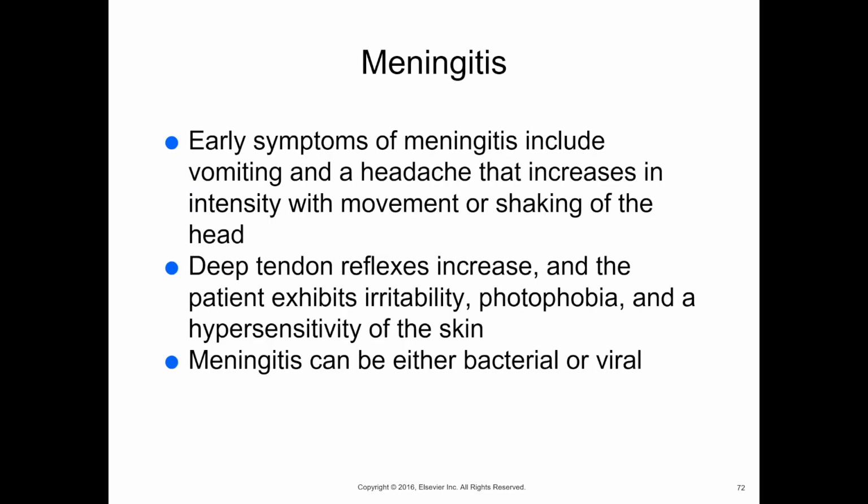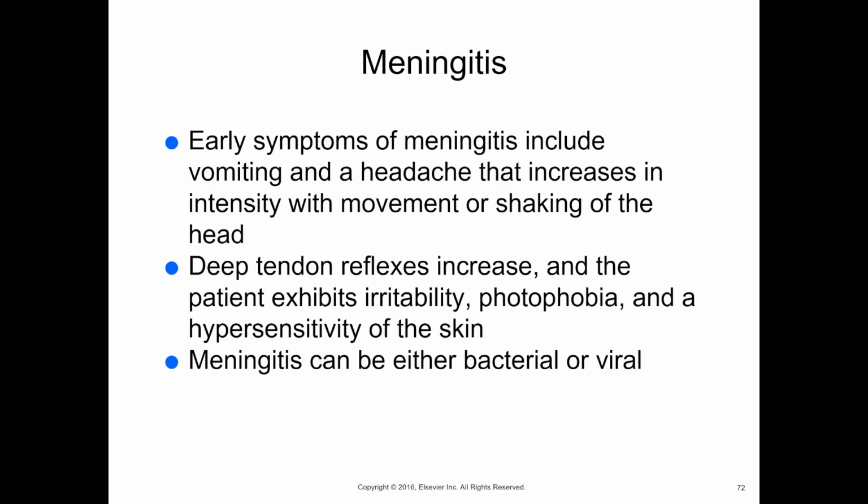Next is meningitis. So meningitis is inflammation of the meninges, which are the membrane layers that cover the brain and spinal cord. The big symptoms of meningitis to think about are things like vomiting, headache, and what we call nuchal rigidity, which is the inability to move the head very much, and it would be incredibly painful.